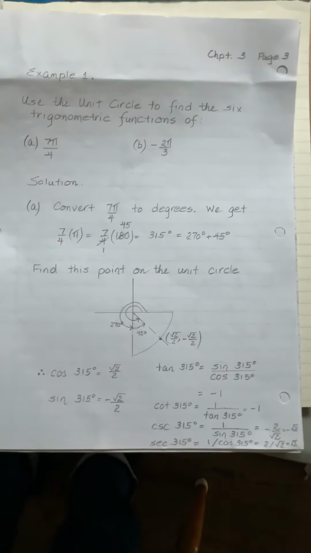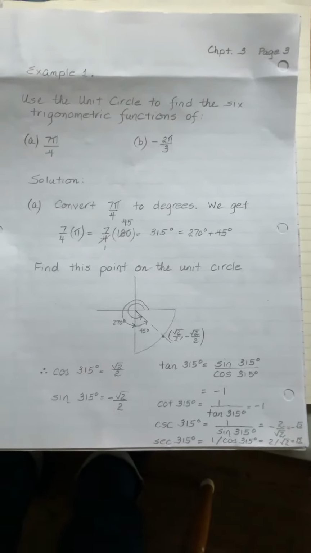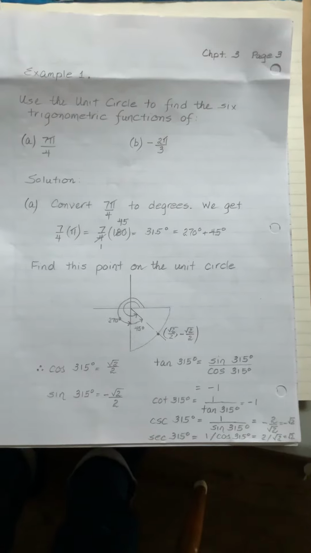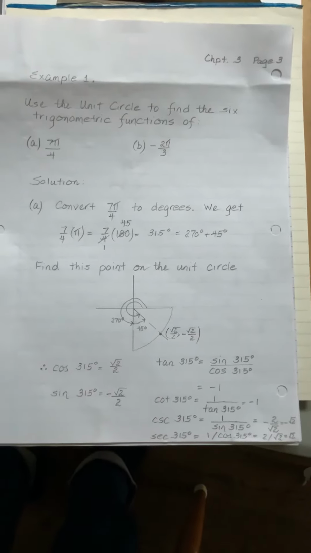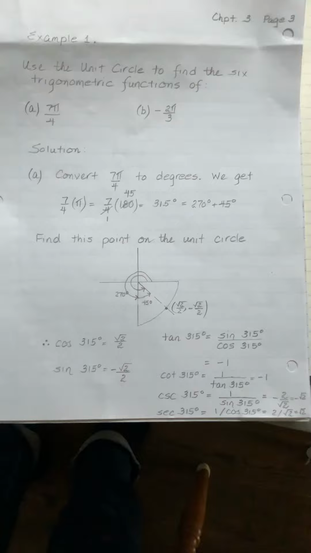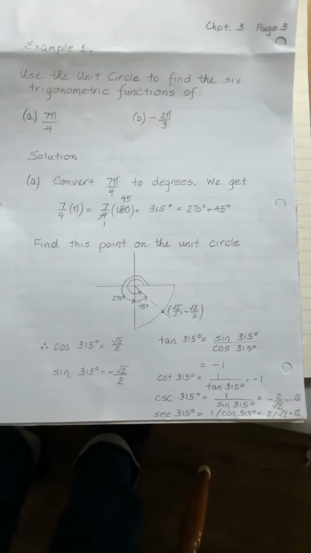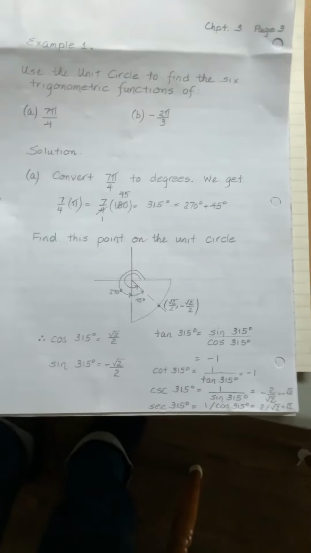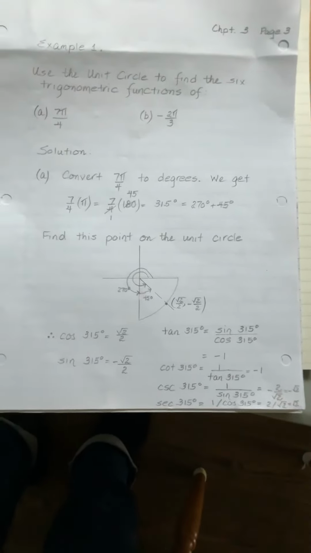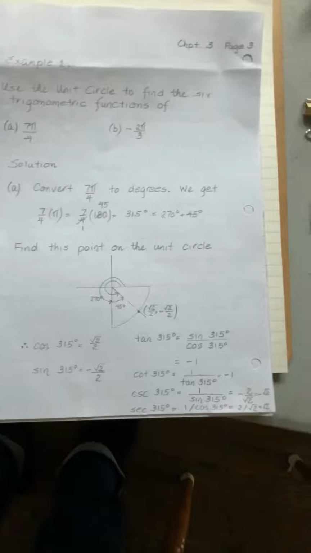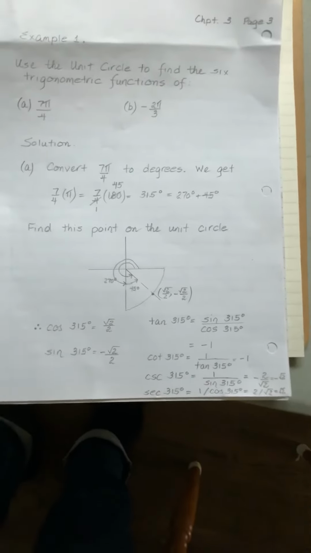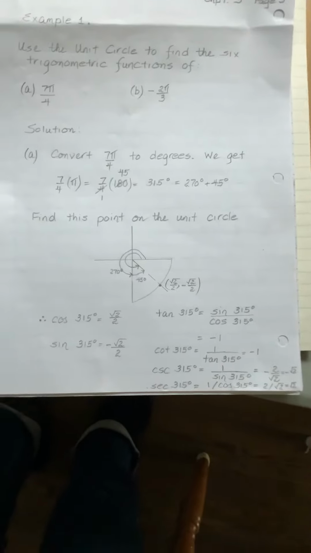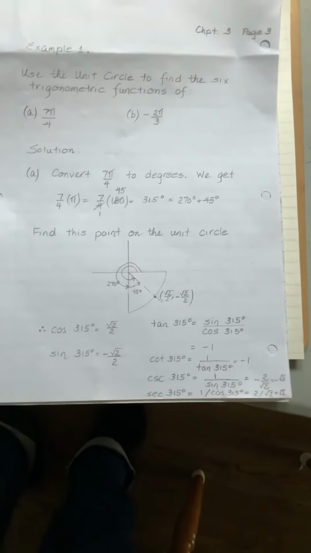And in the fourth quadrant, the x-coordinate is going to be positive, the y-coordinate will be negative, and the reference angle is 45 degrees in the first quadrant. So now we have everything we need to know. Once we locate the angle 315 degrees on the unit circle, then we use all the information that we have from the unit circle to compute all 6 trig functions.